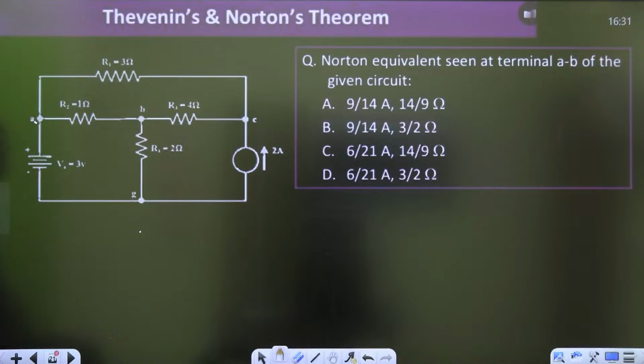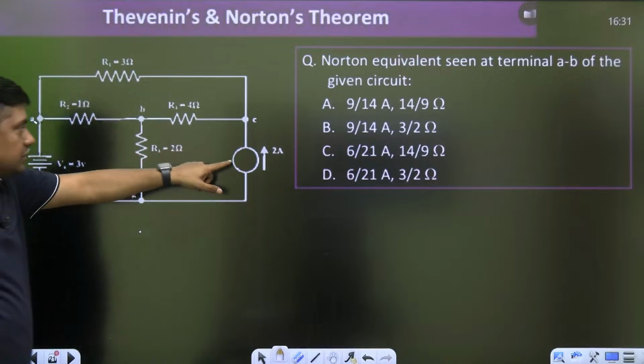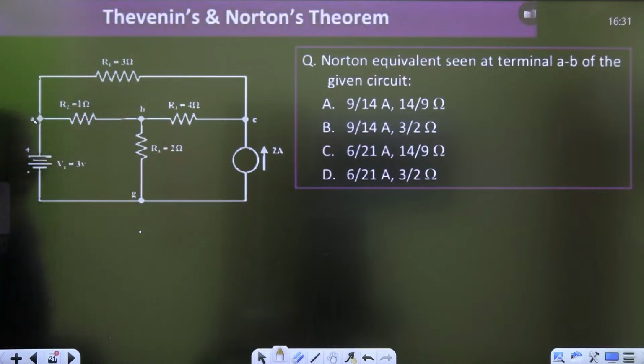राइट? ये 1 ohm resistor दिया हुआ है, ये आपका 3 ohm resistor दिया हुआ है, ये 4 ohm दिया हुआ है, ये 2 ohm दिया हुआ है. अब देखो अगर ये current source है 2 ampere, तो जब इसके across आप resistor निकालोगे तो voltage source will act as short circuit and current source will act as what, open circuit.